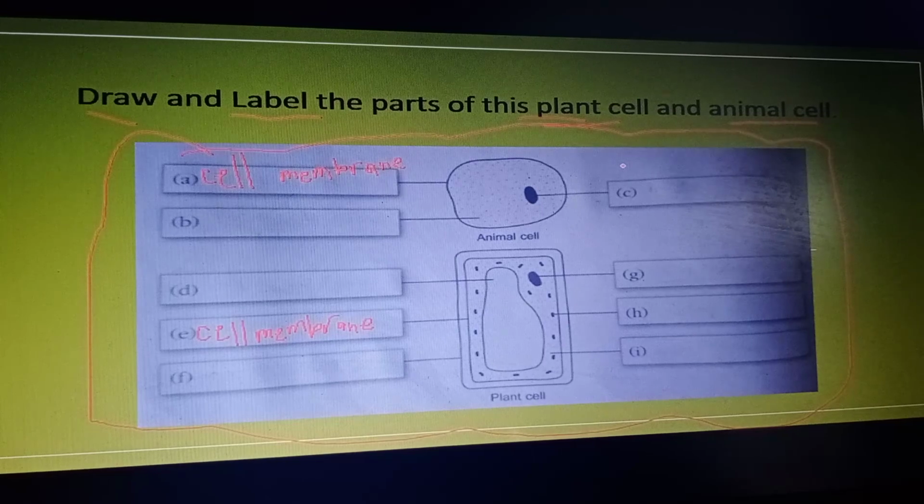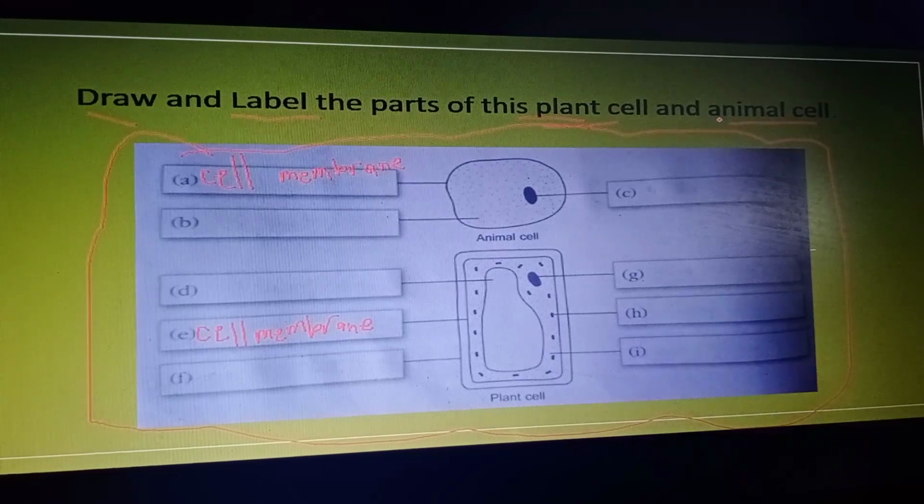So we have two activities only. The first one is you need to match the cell structure to the functions, and the second one is draw and label the parts of this plant and animal cell. I hope that you can get all correctly, okay?